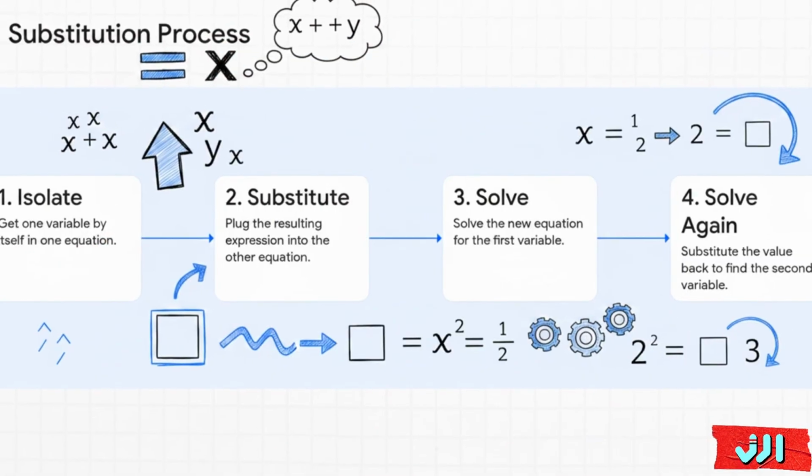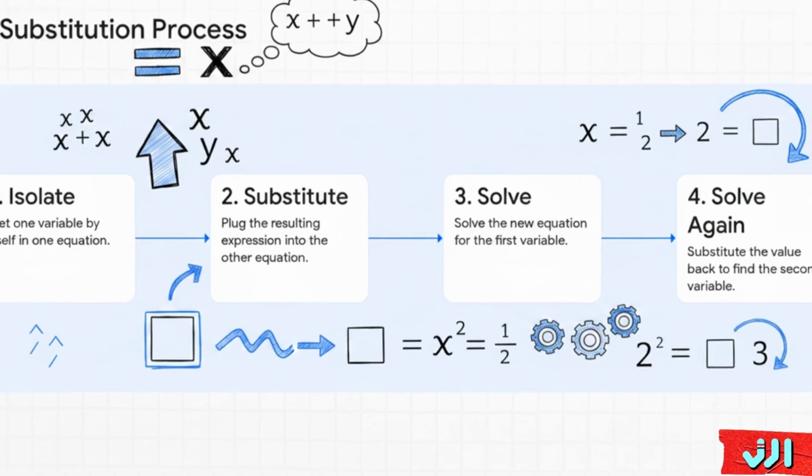So here's the four-step game plan. First, you get one variable completely alone on one side of the equal sign. Step 2, you take that expression and plug it into the second equation. Third, you solve that new equation, which is now way simpler. And finally, you take that answer and use it to figure out the value of the other variable. It's a really clean and logical process.